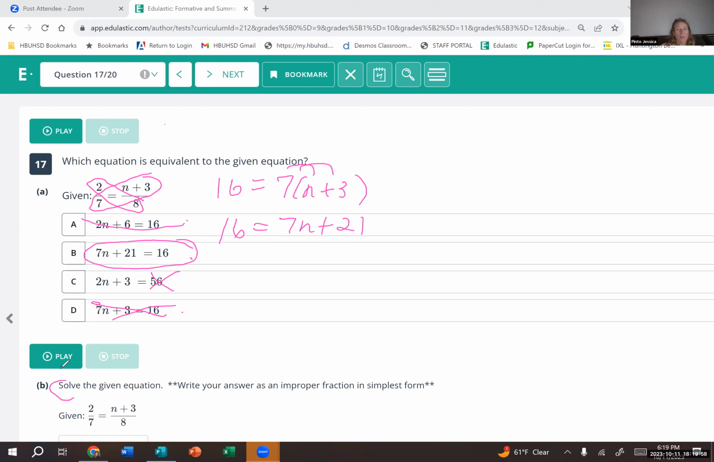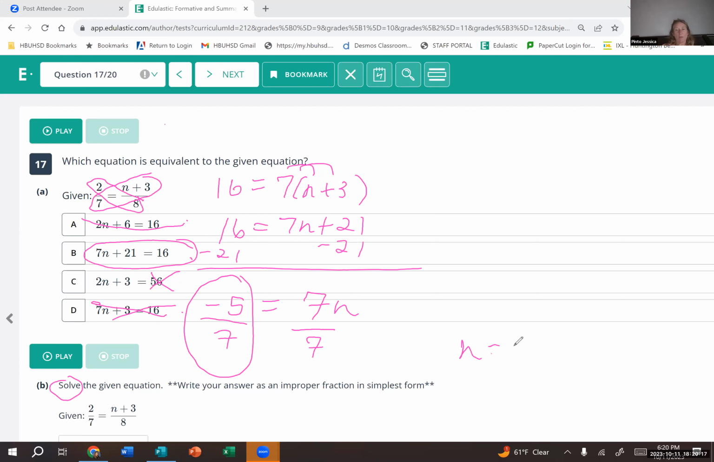And then it says solve. Let's finish this problem. Minus 21. It's going to be 7n is equal to negative 5. Then we need to divide by 7. And my answer is going to be the fraction. N is equal to negative 5 divided by 7. And I hope you can just use a slash there.